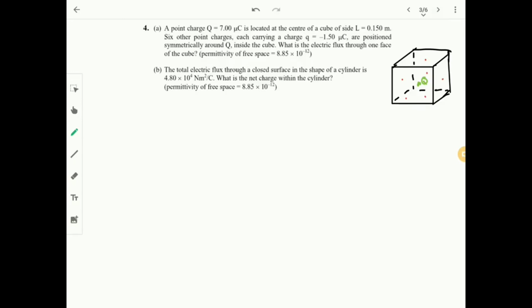Number 4, part A. A point charge Q of 7 microcoulombs is located at the center of a cube of side L of 0.150 meters. 6 other point charges, each having a charge Q equals minus 1.5 microcoulombs, are positioned symmetrically about Q in the cube. What is the electric flux through one face of the cube? And they've given us the permittivity of free space, which is nothing but epsilon 0. I've given a quick diagram. We have the cube with 6 faces, 1, 2, 3, 4, the front one is 5 and the bottom one is 6, and I've drawn the red dots to symbolize Q. You guys can solve the question. I'll give you a few seconds.